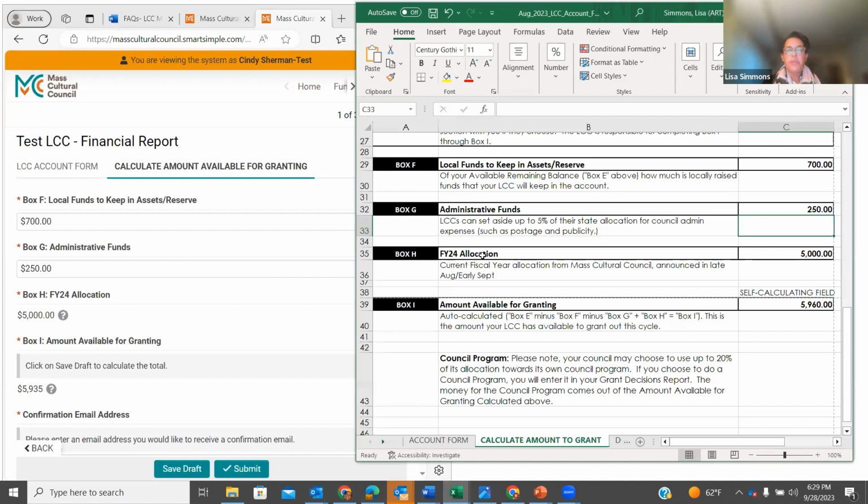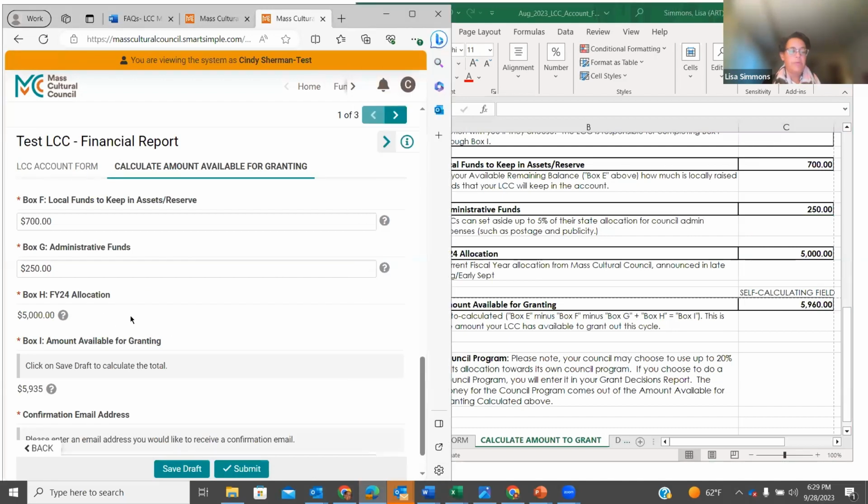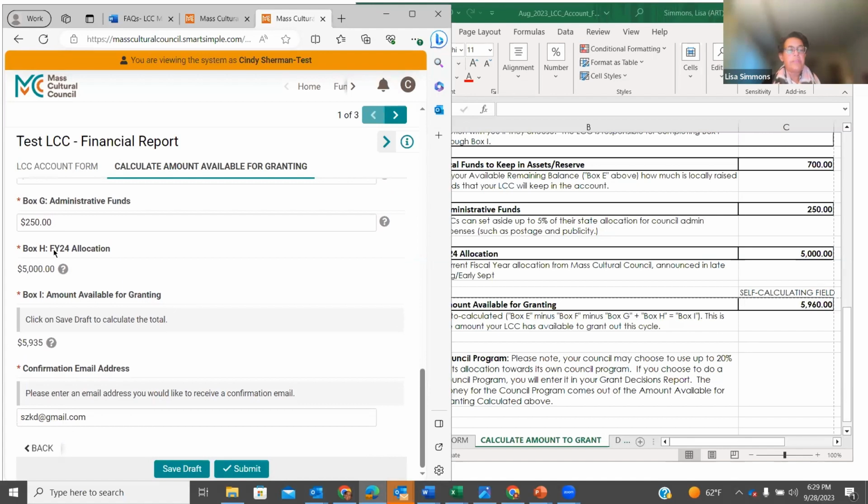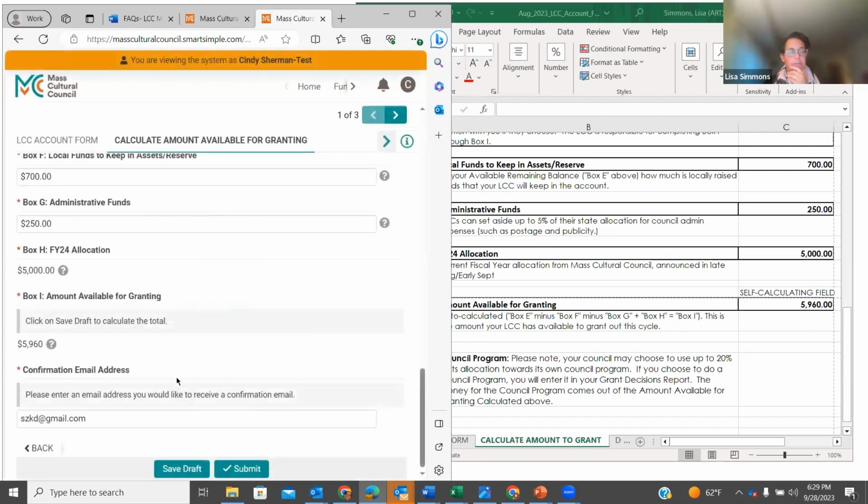And then we're going to look at our FY24 allocation. Our FY24 allocation is $5,000. This box is going to be automatically populated, so this should already be in here for you. The amount available for granting then is going to be this number, but this number here is now different from the number that's over here. So my town accountant is telling me I have $5,960, but I have $5,935. So I'm wondering what's going to happen if I hit save draft.